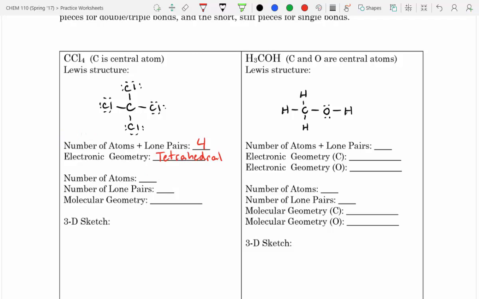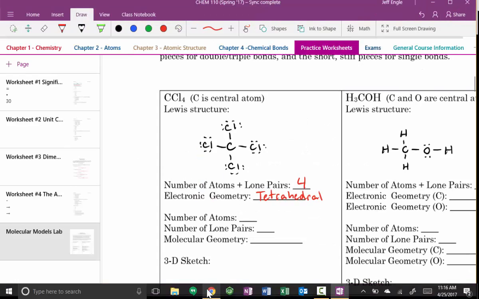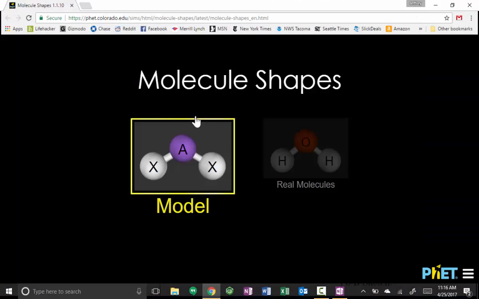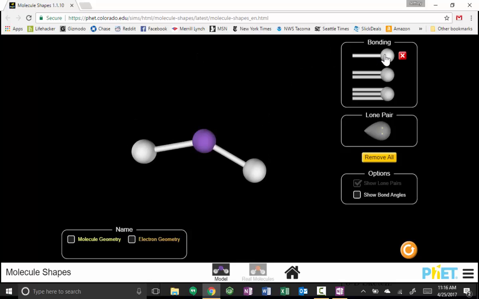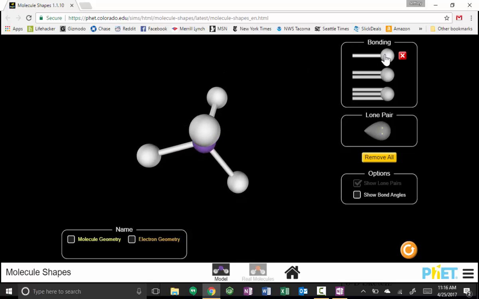Okay, so what we're going to do is use this computer simulation to try to represent the shape of this molecule. And then tomorrow we'll actually use model kits. So if you go on the notebook, I have this link for PhET simulations. And what we'll do is we'll try to make a model for this. And I'm just going to remove all. So let's imagine this is my central carbon atom. We've got 4 bonded chlorines, so I'll go 1, 2, 3, 4. And now what you can do is you can actually rotate it around.